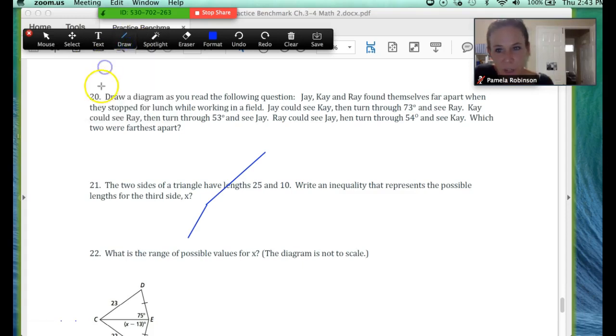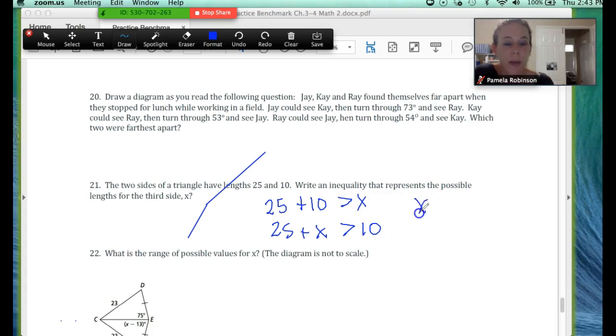Instead of doing 3 different inequalities like the text probably has you do, where you would go, oh, well, any two sides has to be greater than the third. So 25 plus 10 needs to be greater than the third side. And then I would do 25 plus x needs to be greater than 10. And then I would do x plus 10 needs to be greater than 25. You can do those 3 inequalities because any two sides together has to be greater than the third side. Or I could simply do this.